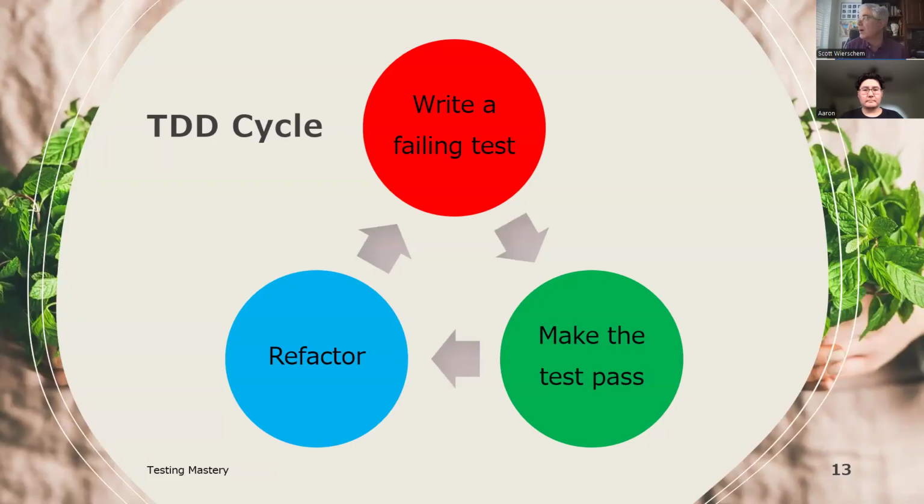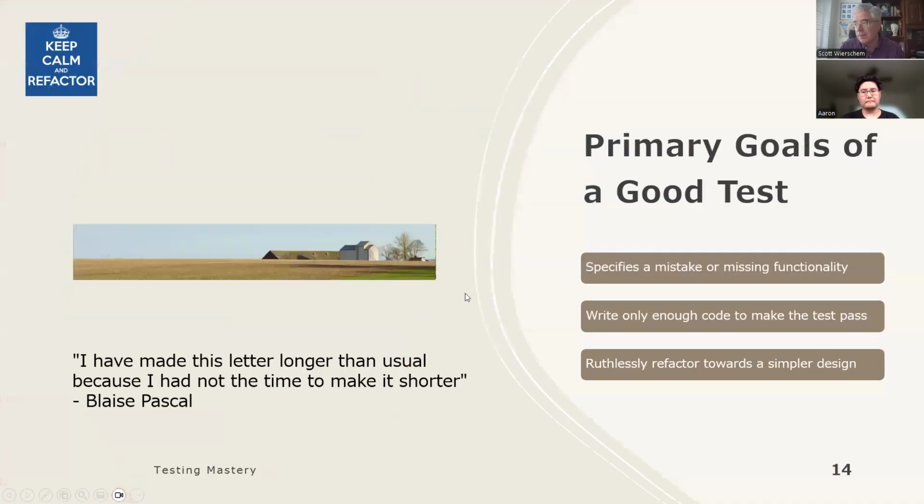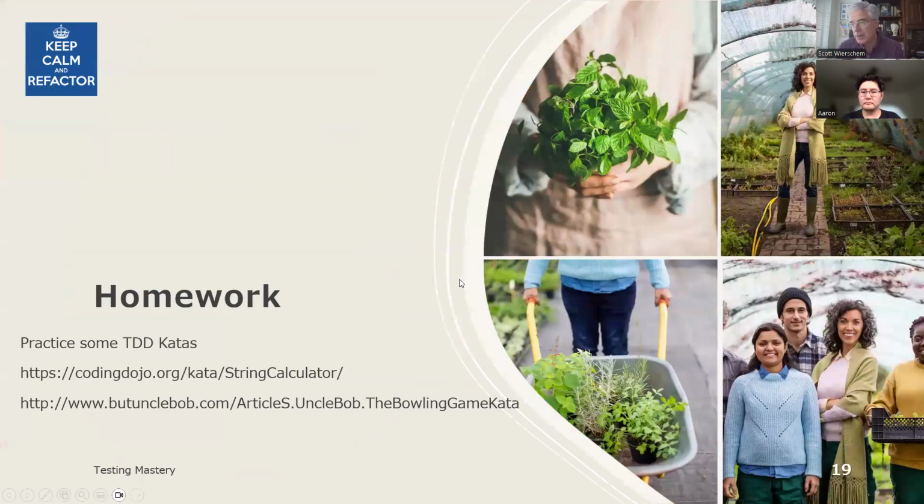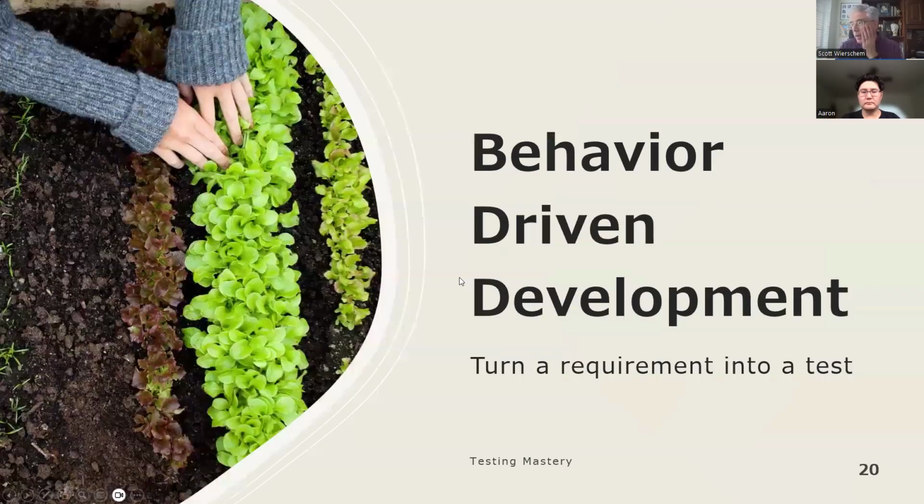Okay, so if you remember last time we met, we talked about test-driven development and the TDD cycle. We start by writing a failing test. We write just enough code to make the test pass, and then we refactor to clean it up. So all that being said, we did some practice and that sort of thing.